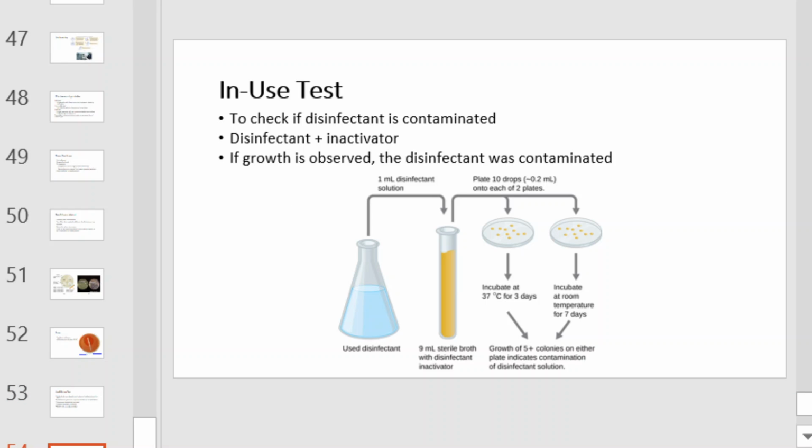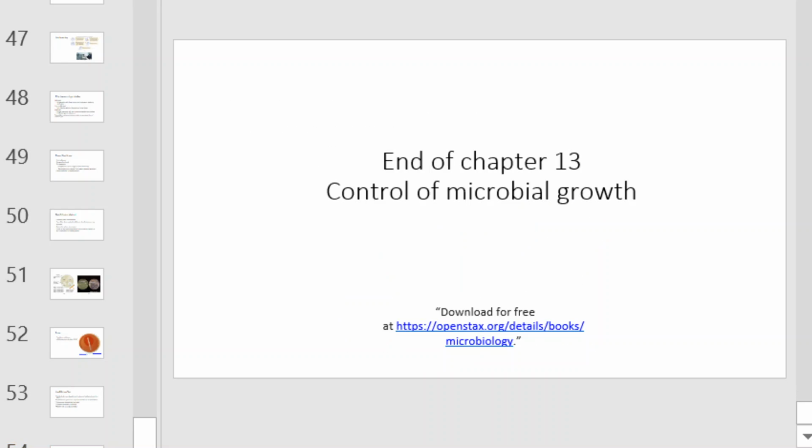In-use test is used to check if disinfectants are contaminated. Here, a disinfectant is mixed with an inactivator. If growth is observed, the disinfectant was contaminated. This brings our coverage of Chapter 13, Control of Microbial Growth, to a close.